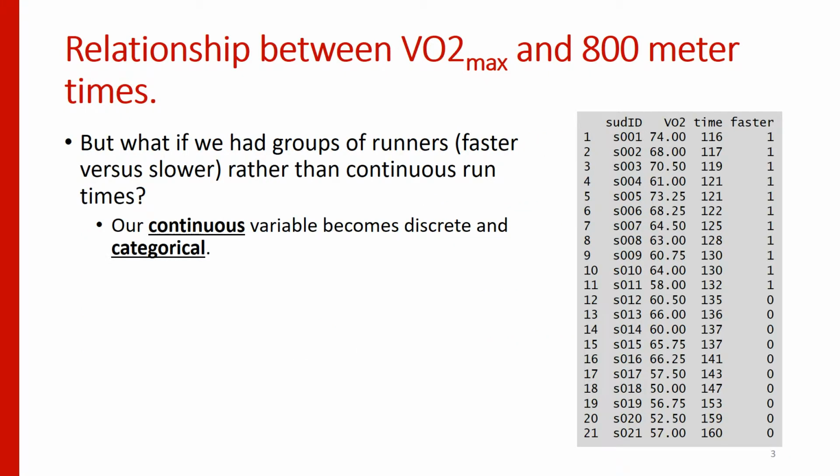However, we could also look at this in a slightly different way and turn our continuous variable into a categorical factor. We're going to take our runners who all had times on the 800-meter dash and turn them into two different groups, making this categorical and discrete rather than continuous. So we're creating a new variable called faster, where our 11 fastest people all get a 1, and our 10 slowest people all get a 0. This doesn't quite divide evenly in half because we have 21 people, but we can create these two groups even though they have slightly uneven numbers.